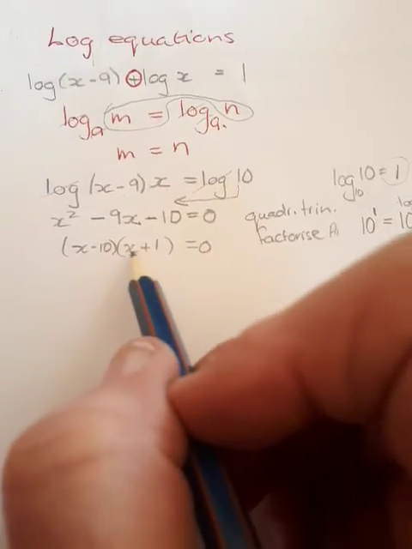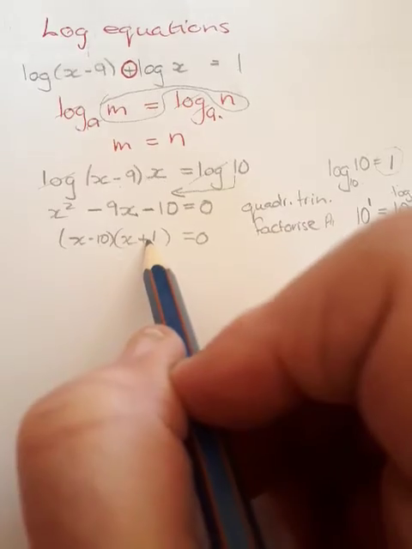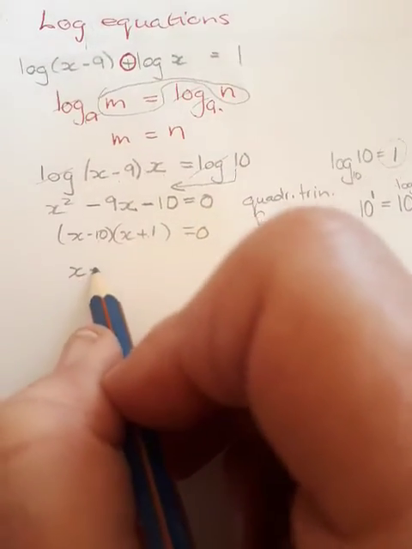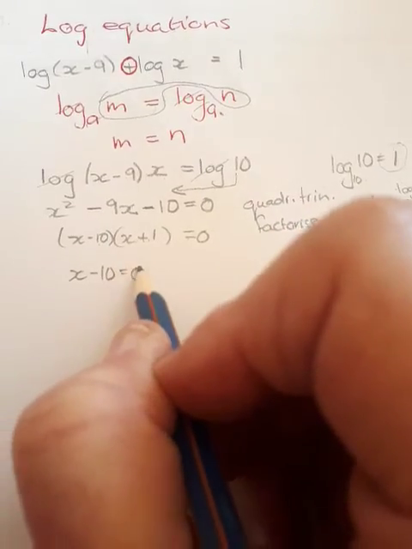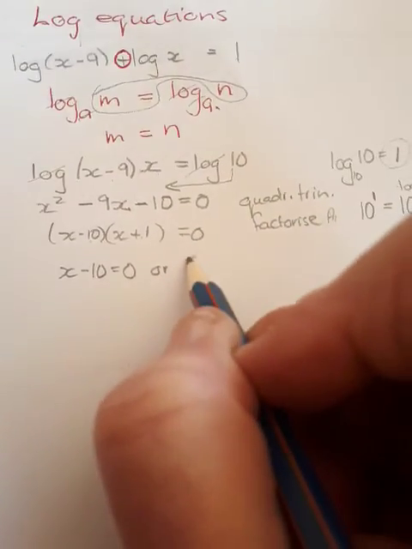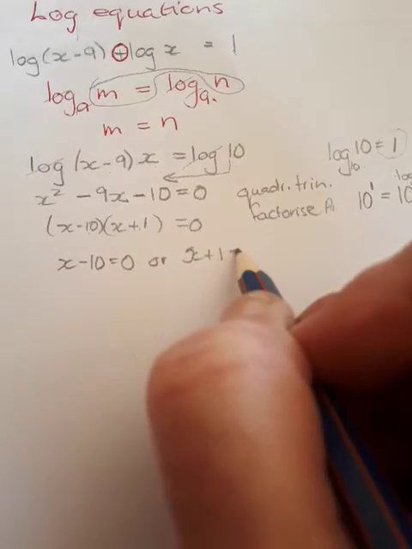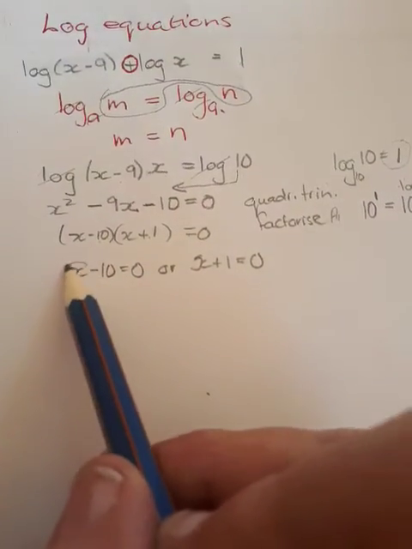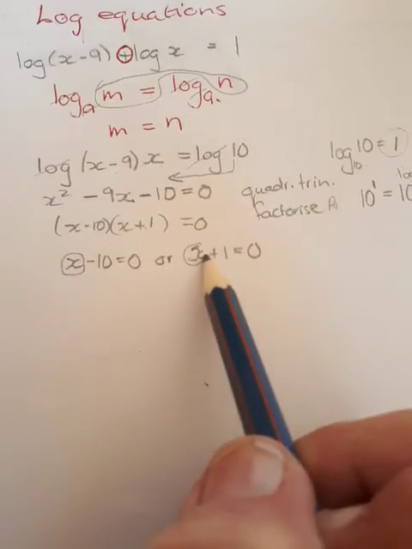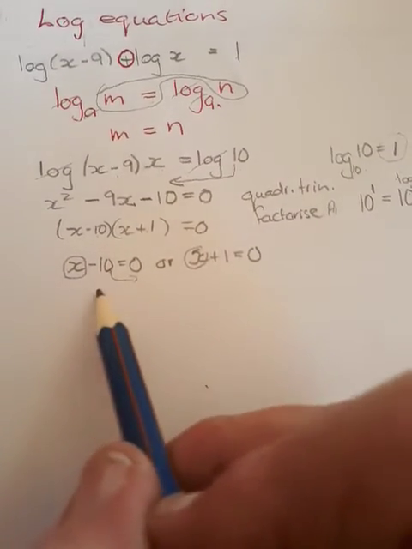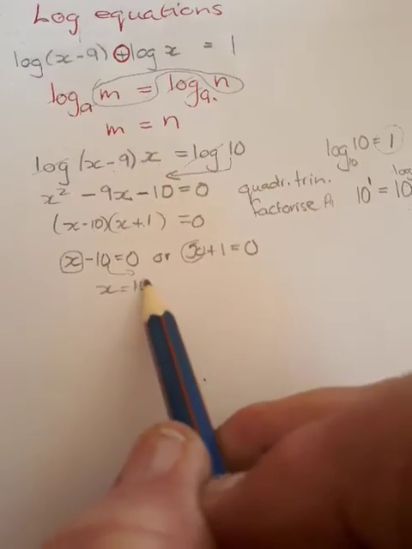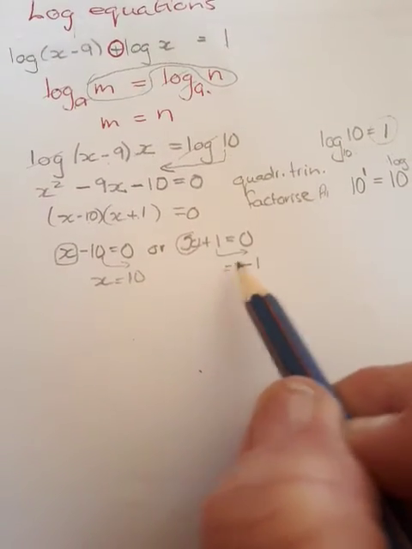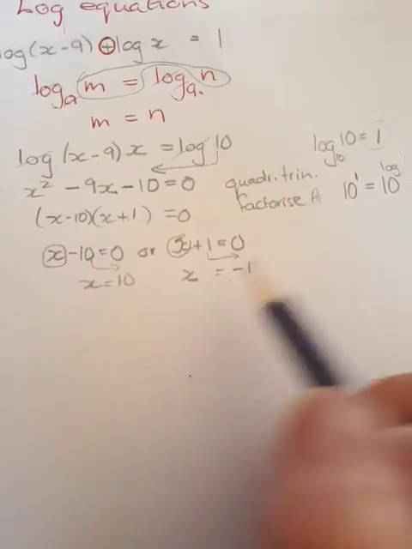Now remember that if you have a number multiplied by another number, and it must give you 0, then we say either x minus 10 is 0 or x plus 1 equals 0. Right, and we want to solve for x. So you want to find the value of x, which means x equals 10, or take over the 1, it becomes negative 1, so x equals negative 1.